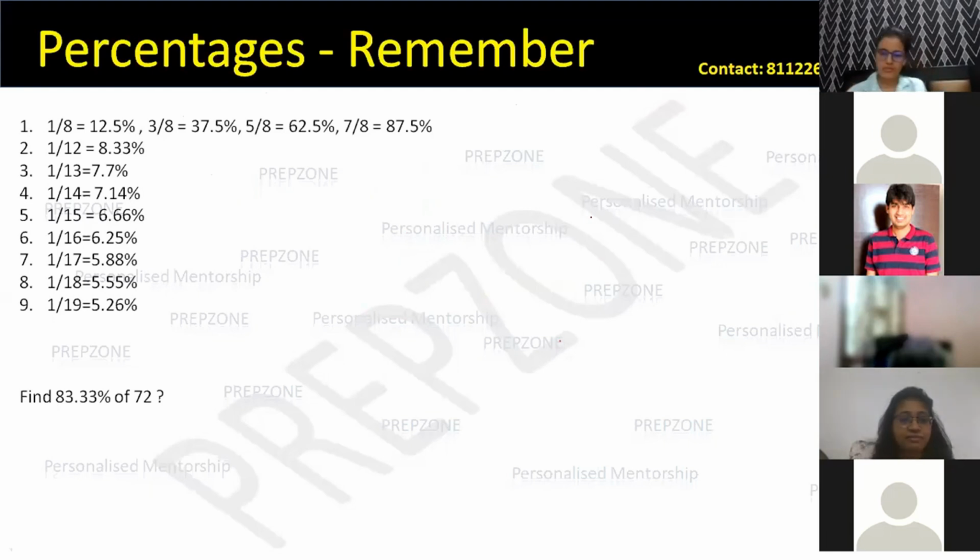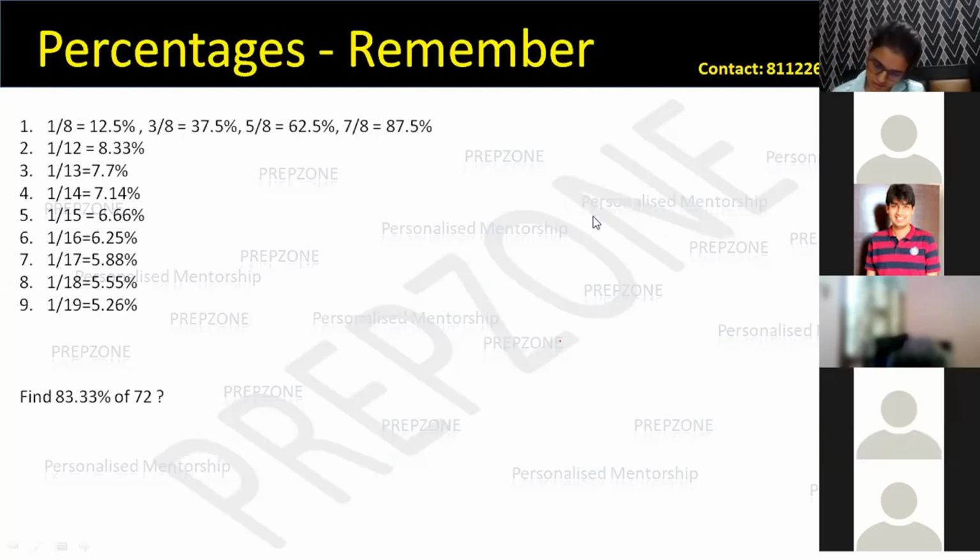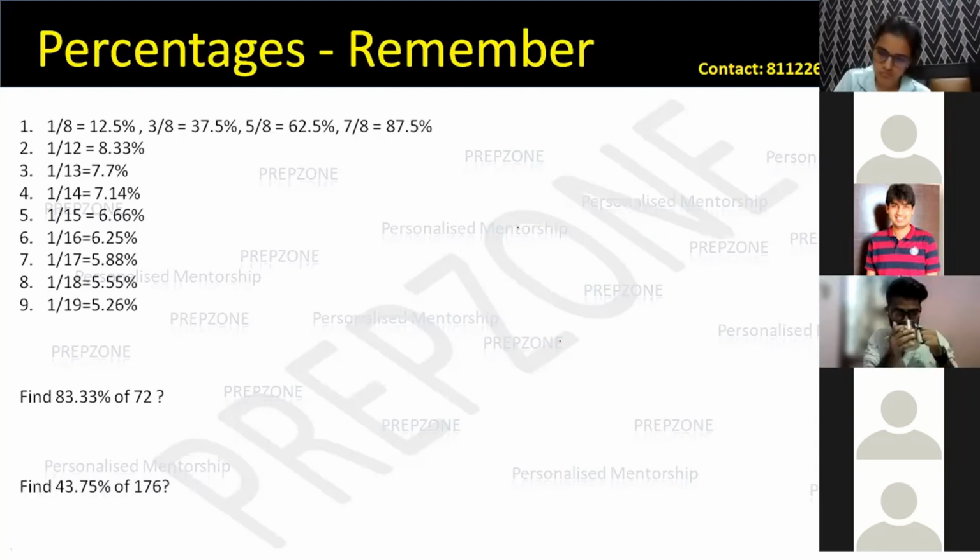You just have to solve this question and answer me orally. No pen and paper. That's the challenge. Everyone just think, how can you form 83.33%? Good. Answer is 60. How? 83.33% is nothing but 50 plus 33.33%. 50 is half. 33.33% is 1/3. Half of 72 is 36. 1/3 is 24. 36 plus 24 is 60.